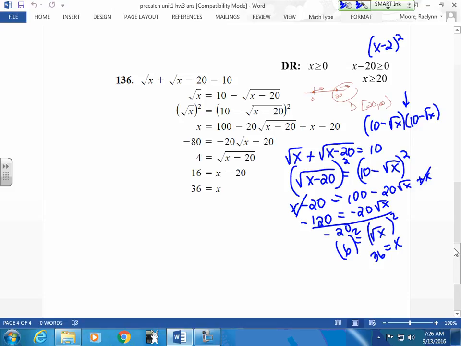So this one you would have to FOIL it out. So every time you see one, you have to FOIL it out. Okay?